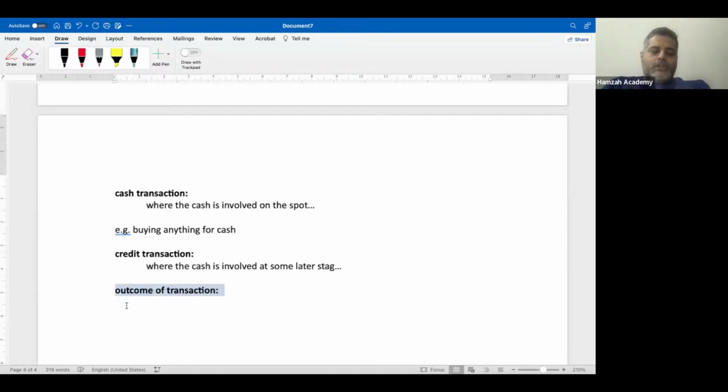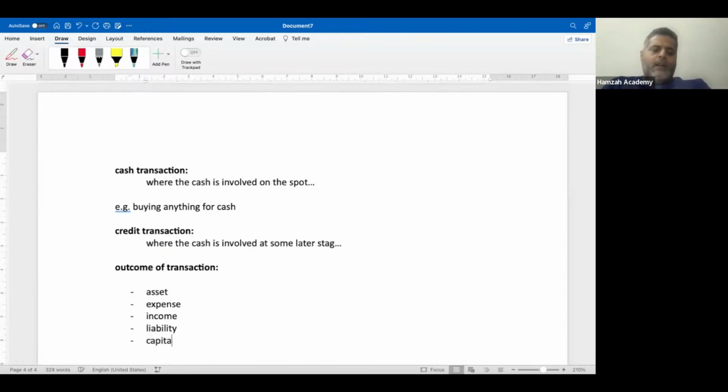Outcome of transaction is asset, expense, income, liability, and capital.